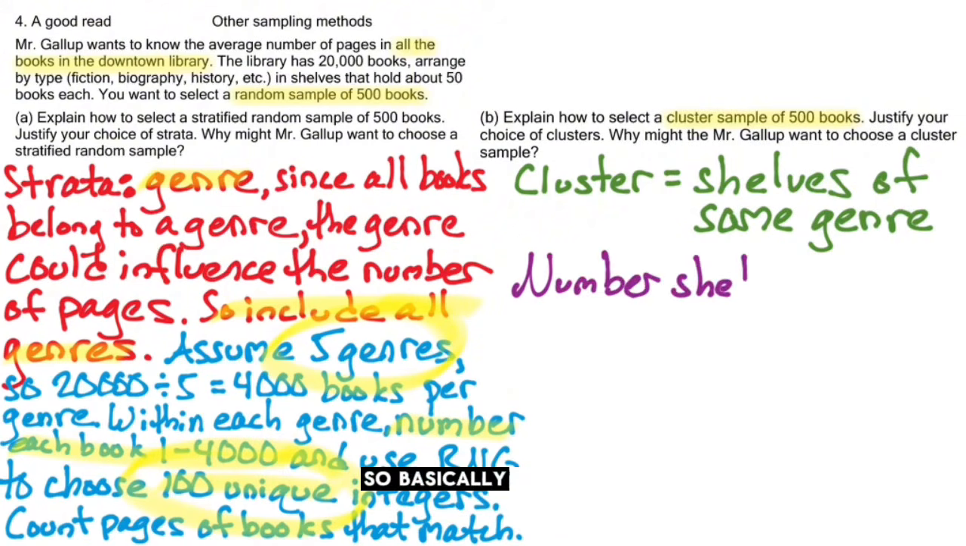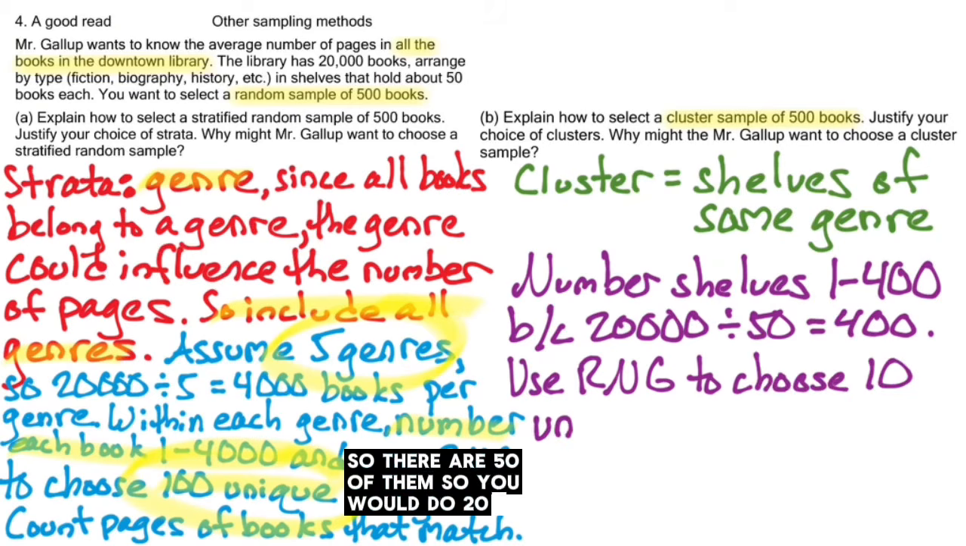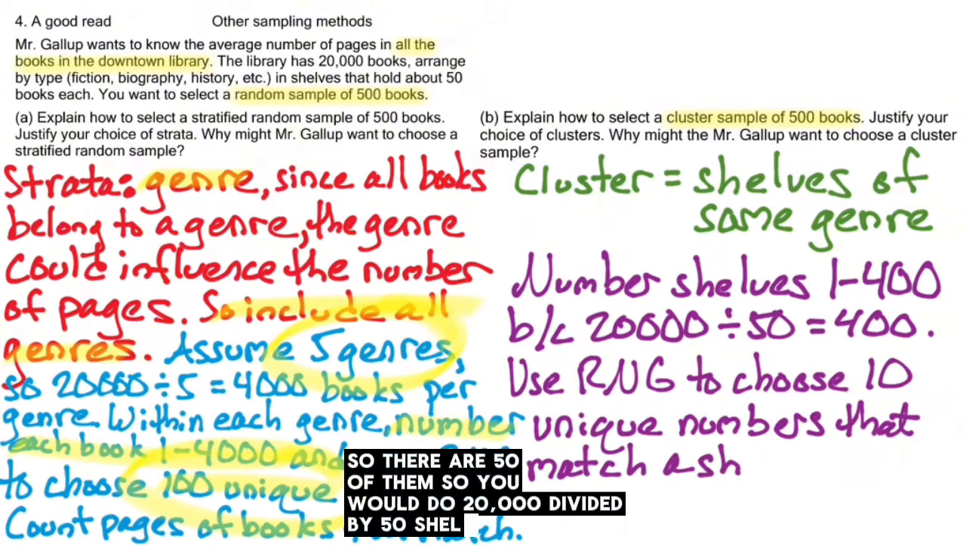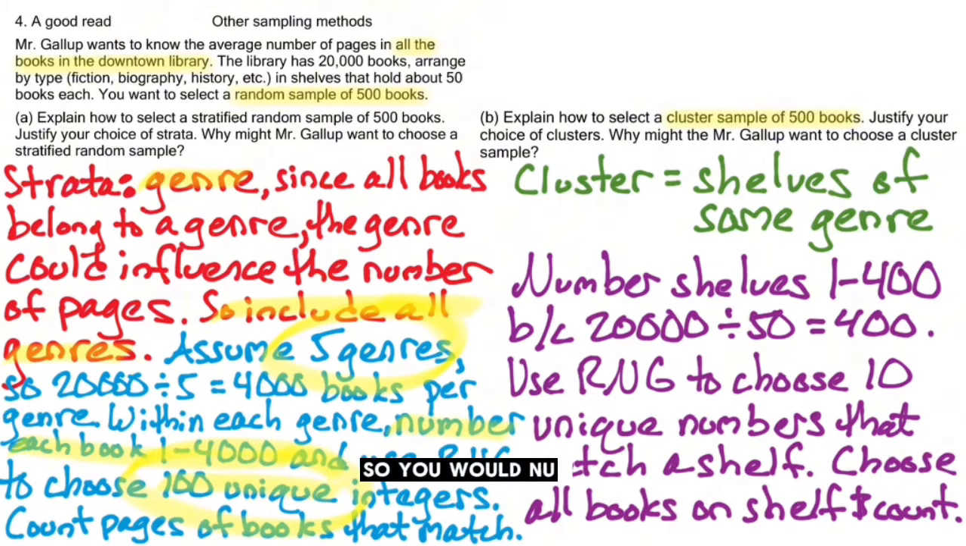So basically, take the number of shelves, so there are 50 of them, so you would do 20,000 divided by 50 shelves. That means each shelf is going to have 400 books. So there would be a numbering process of 1 through 400 for all of the books on these 50 shelves, and then you would use a random number generator to choose 10 unique numbers that will correspond to each shelf. So you have 50 shelves.